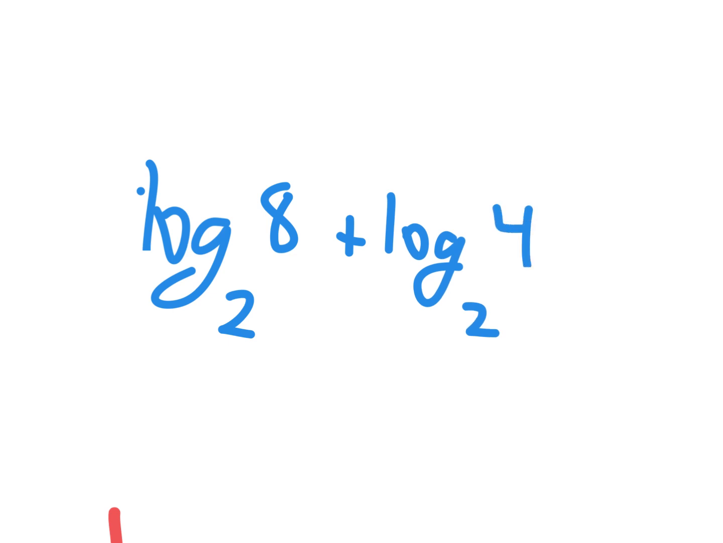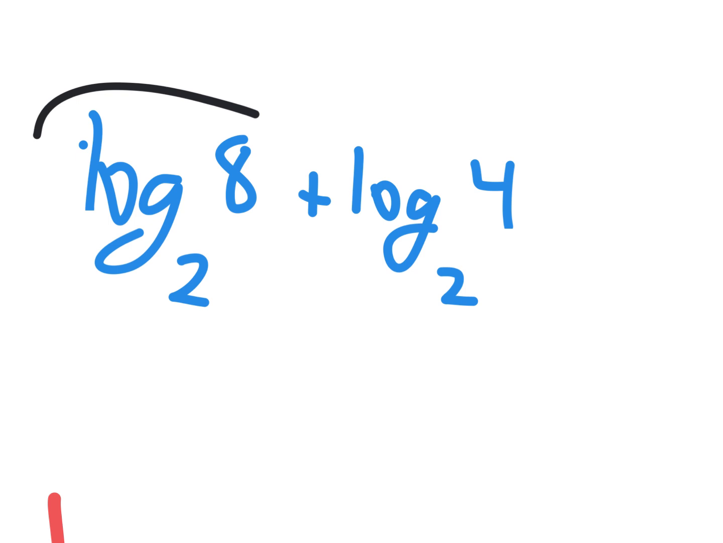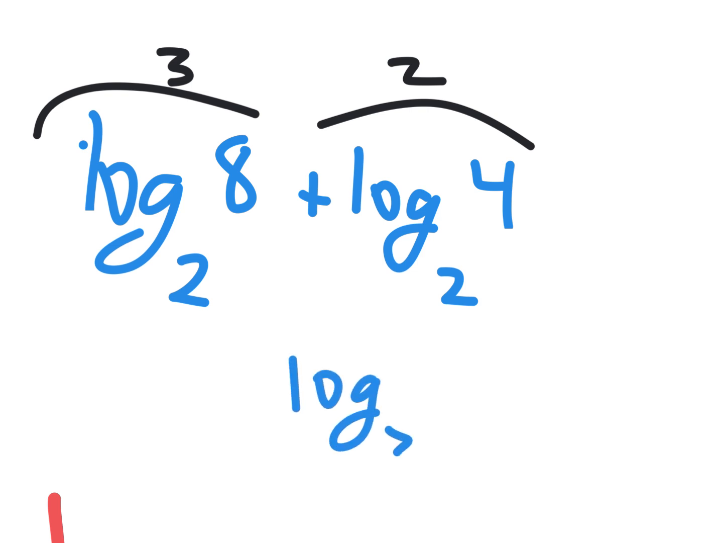Are you with me so far? Okay. So this first one is actually equal to 3, and this one's equal to 2. Would you agree that the final answer for this thing should be 5? So if I was right about how we combine them, you say it's log base 2, because they were both log base 2, right? And then what did I say we should do with the 8 and the 4?